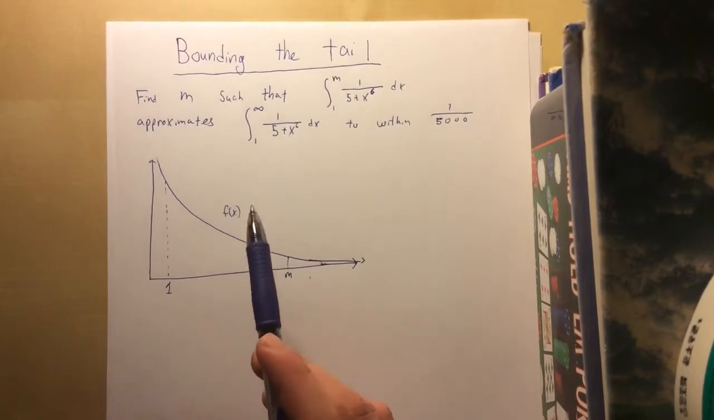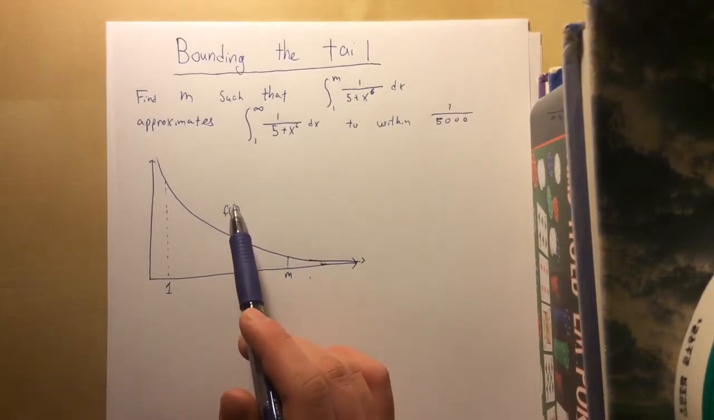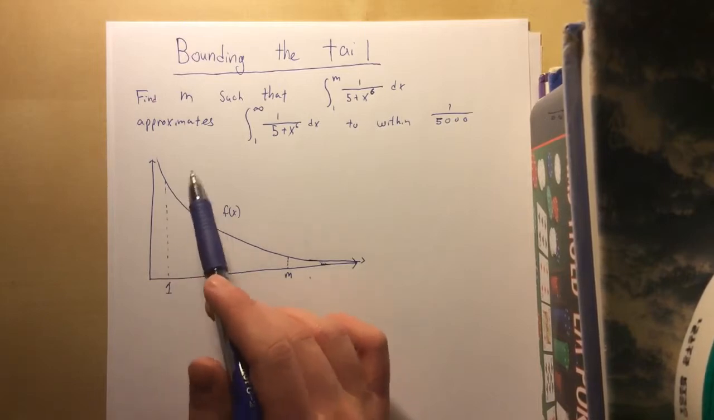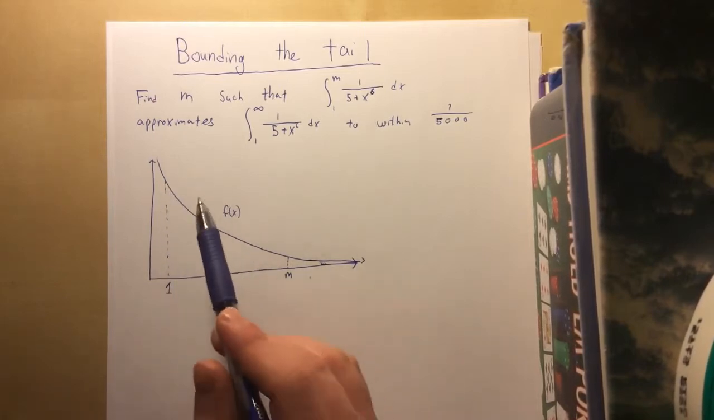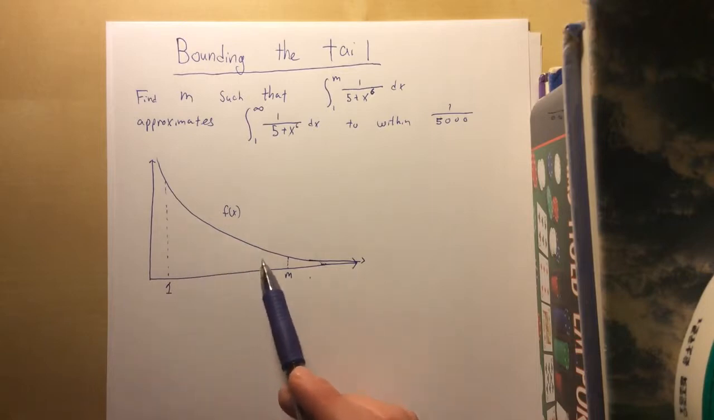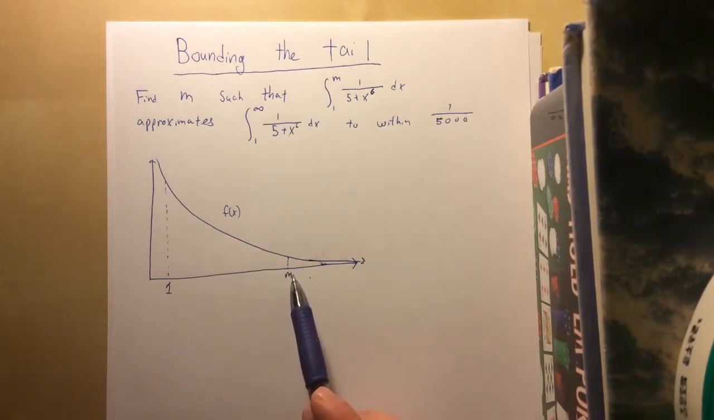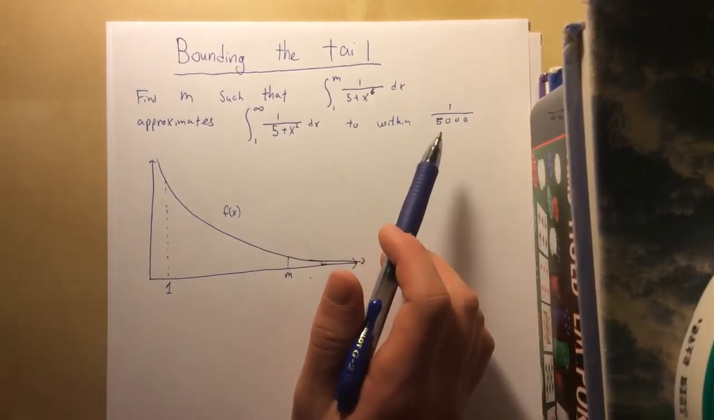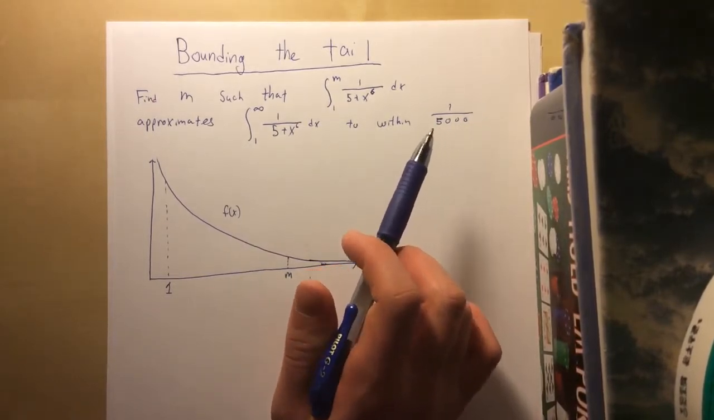So here's a graph of f of x, and we want to find the area under the curve. From 1 to infinity, that would be all this area over here up until infinity. And as you can see, we want to find the area up until this value m. So just to see what we're trying to find out, we want our error in our approximation to be less than or equal to 1 over 5,000.